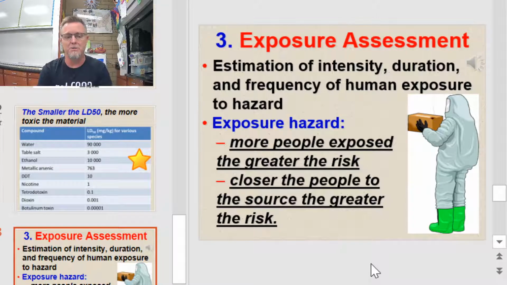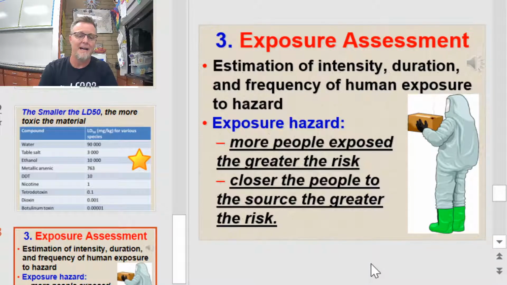Now, exposure assessment. Third thing we got to look at here. Exposure assessment is basically just estimating the intensity, duration, and frequency of human exposure. What are we going to do to protect ourselves? And like, how much can I be around this before I get to those levels of toxicity that are measurable in the realm of LD50, right? Is it going to be an acute exposure? Is it going to be a chronic exposure? Like, what do I have to do here to protect myself?